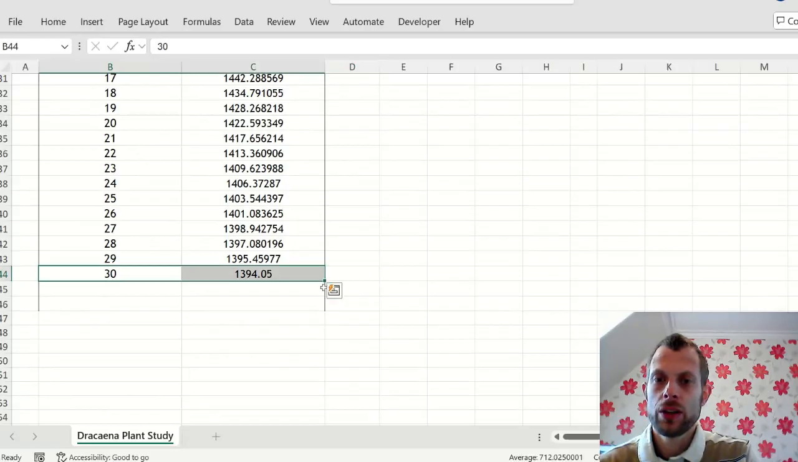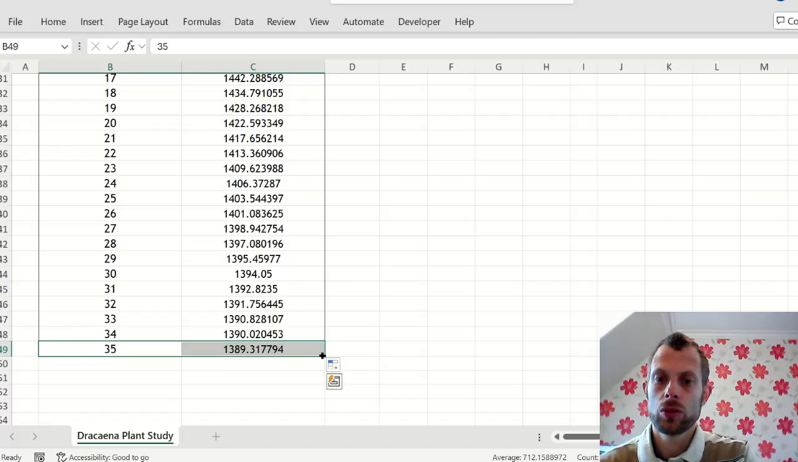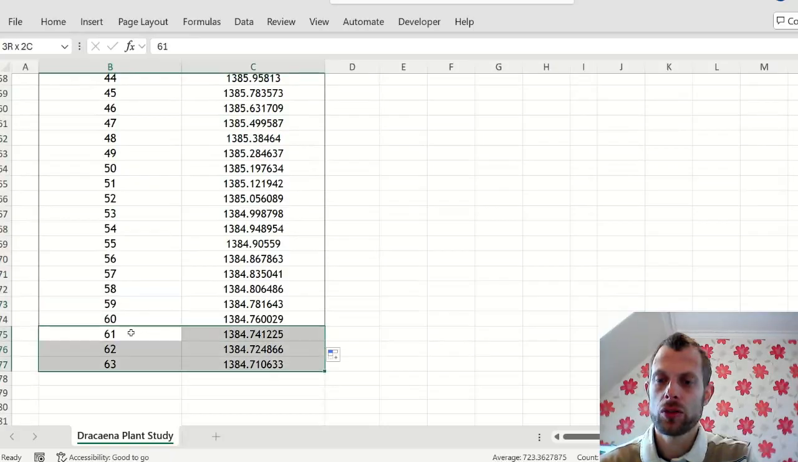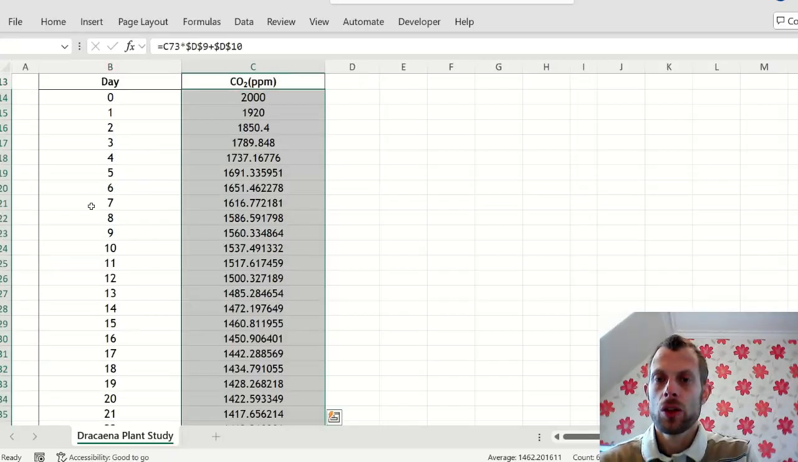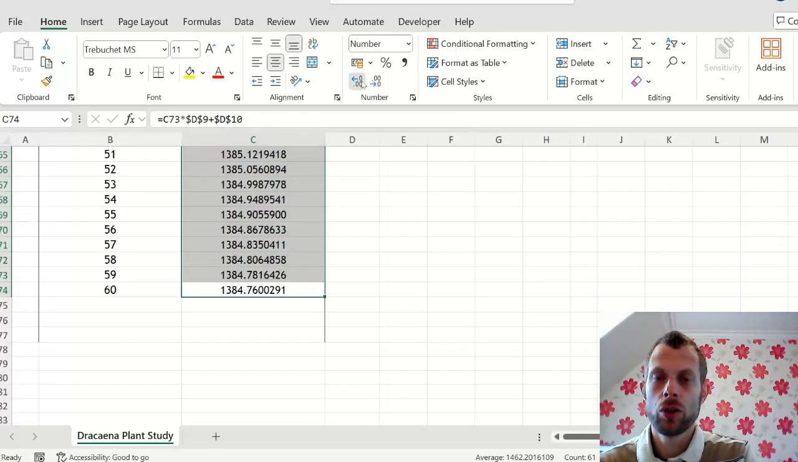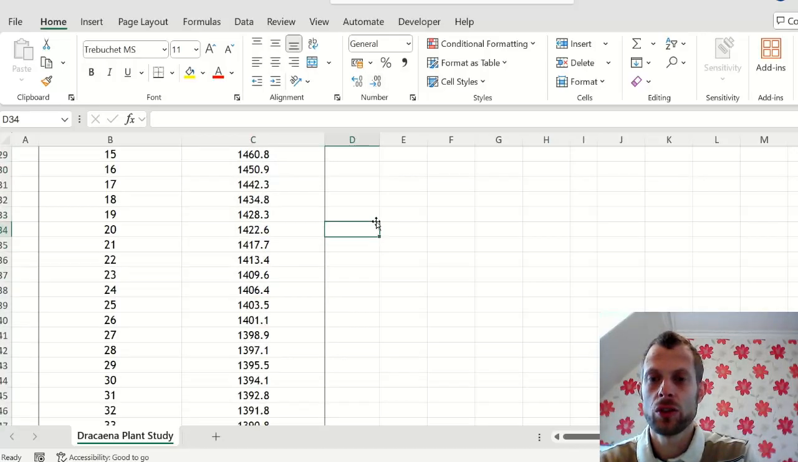We will in fact also need to fill this down for more days in a later part of the question, so we'll just do that now and drag it down to I believe 60 days. We don't necessarily need to do this, but it just looks a bit untidy with all these extra decimal places. So there's a button you can press on the ribbon, that one there, I think adds on decimal places, and the other one takes away decimal places. So we want not that one, it takes away decimal places, and 1 decimal place is nice enough.